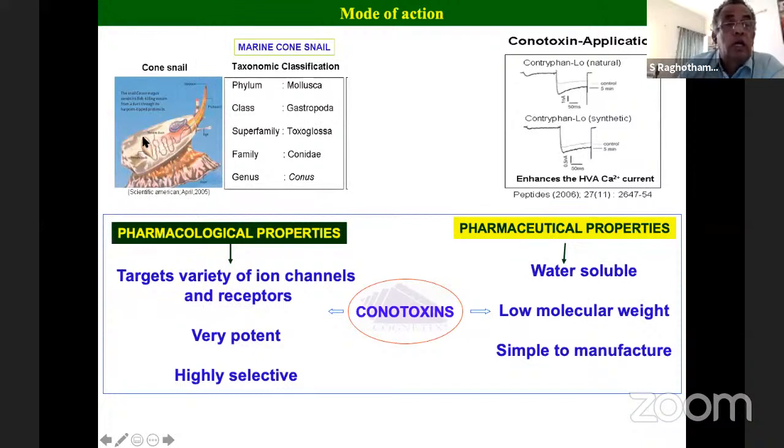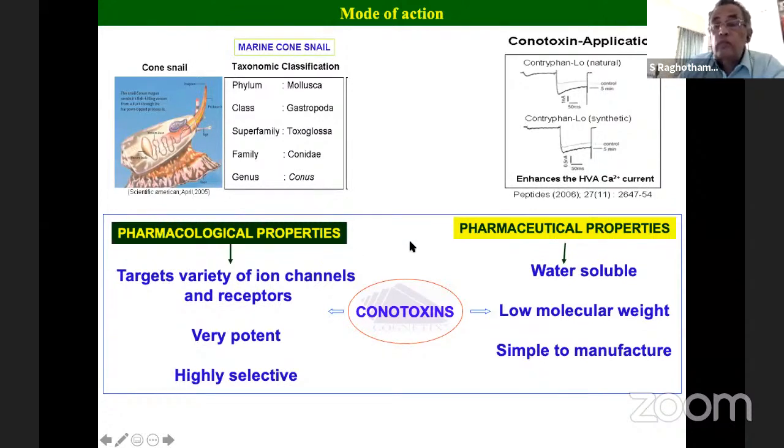All these toxins are stored in their body, and there is a cone coming out. Now, they are so slow moving. When they see a fish going around, which is fast moving, they simply pump out this toxin and paralyze this prey. And that's how they get their food.